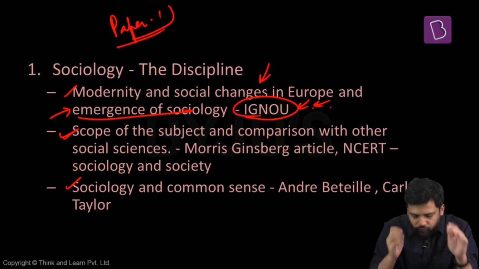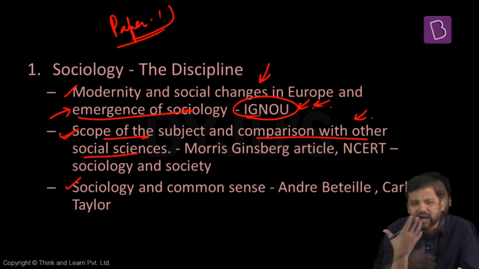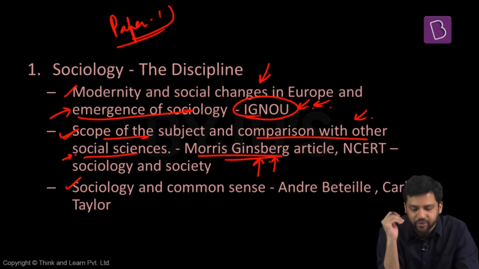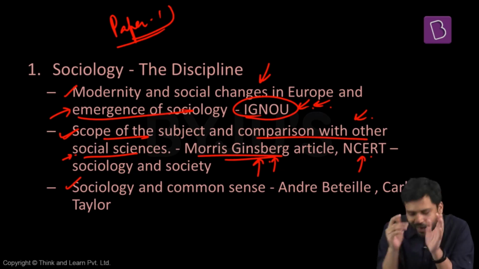The second topic, scope of the subject sociology and comparison of sociology with other social sciences. Now for this, the first source, apart from the class notes, will be an article written by Morris Ginsberg. I'll share it with you. Apart from that, there is also one reading from NCERT. That PDF will also be shared with you.